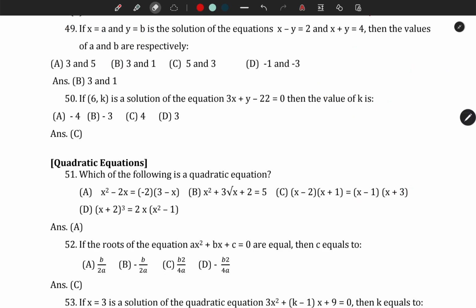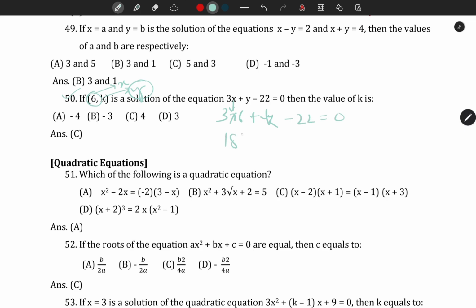Question number 50. Here, if 6 comma k is the solution of this equation, then the value of k. So 6 comma k: this is the value of x and k is the value of y. So we will substitute these values. We have 3, and instead of x we will put 6. So this will be 6 plus, instead of y, we're going to put k, minus 22 equals to 0.